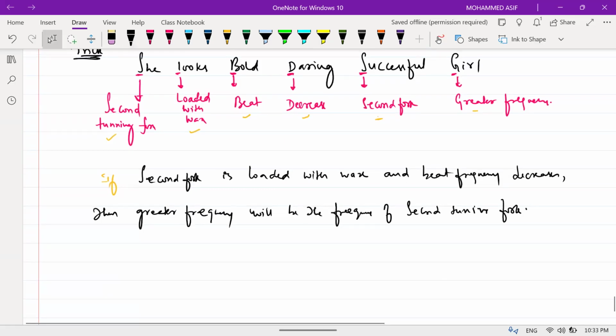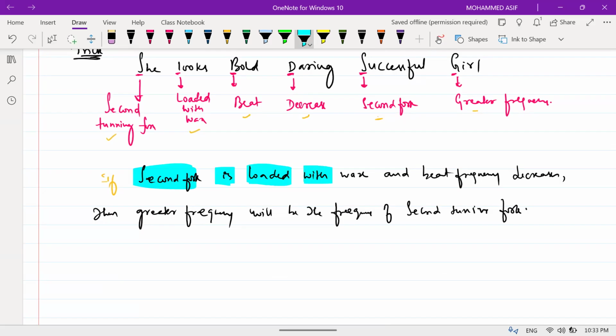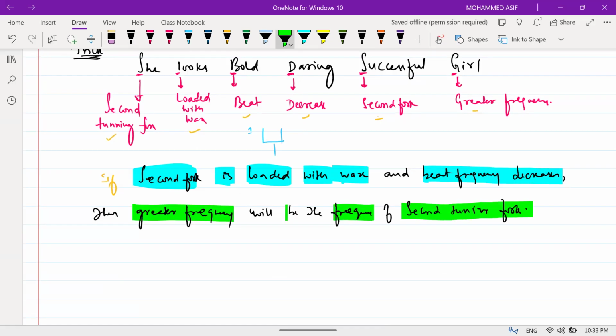What is the condition? The second fork is loaded with wax. This is the tuning fork one and this is two, like that. It's loaded with wax and the beat frequency is decreasing. Then the greater frequency will be what? The frequency of the second tuning fork. Am I clear?